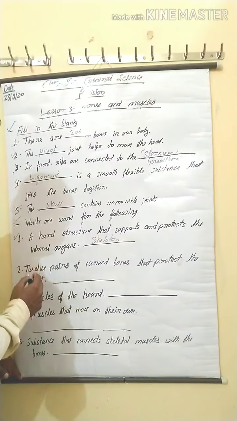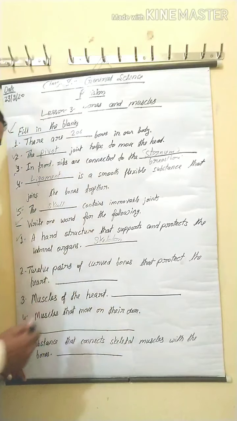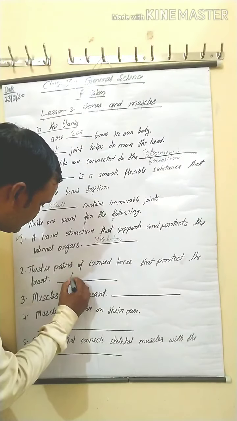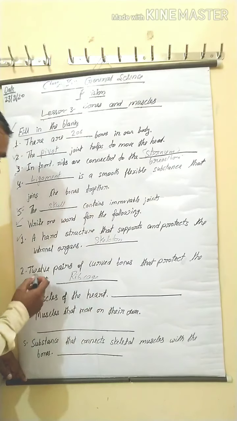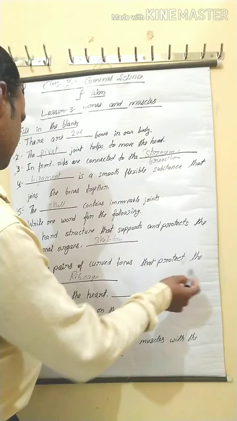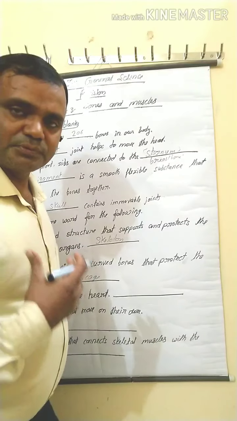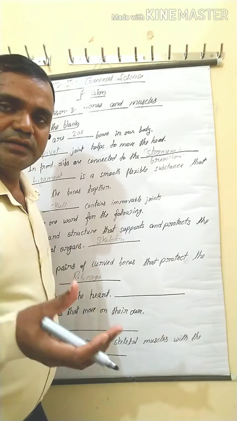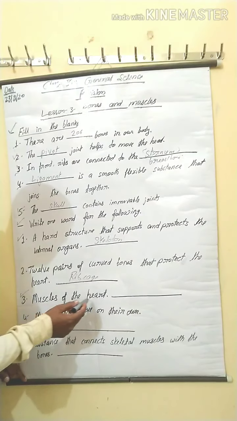Next, 12 pairs of curved bones that protect the heart and lungs also. You know what that is? Rib cage. Twelve pairs of curved bones that protect the heart. The rib cage is found in the chest part, and it protects the heart as well as the lungs.